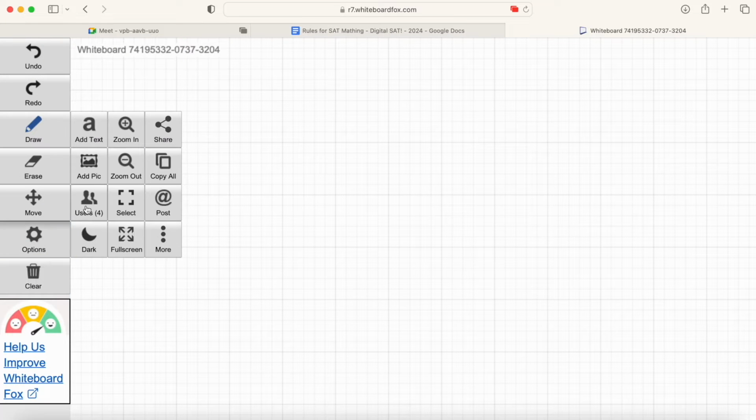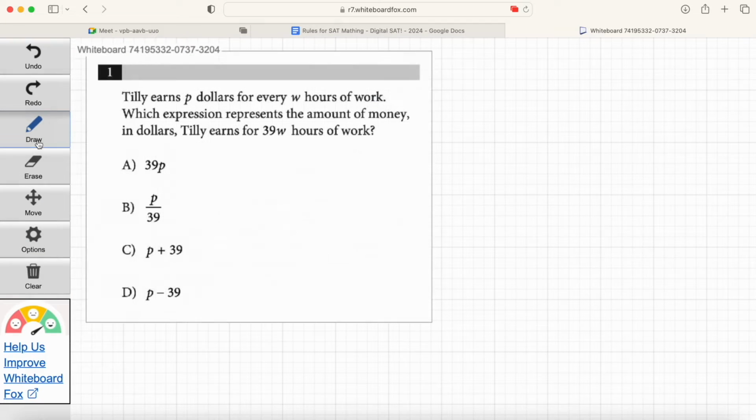And Catherine, I'll have you solve this one. All right, go ahead and read question number 1 for us, please. Tilly earns P dollars for every W hours of work. Which expression represents the amount of money in dollars Tilly earns for 39 W hours of work? Ooh, what do we solve for here, Catherine? We're solving for the expression that represents the amount of money Tilly earns for 39 W hours. For 39 W hours of work, whatever the heck that means.